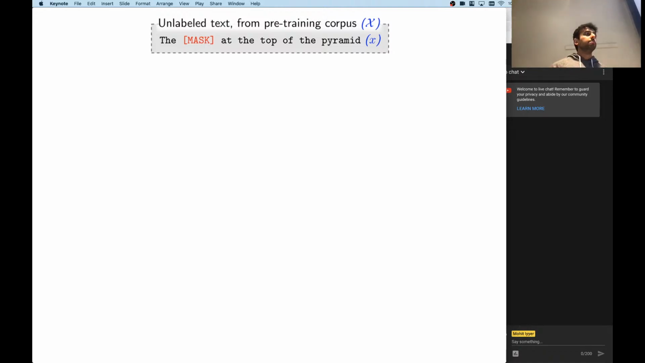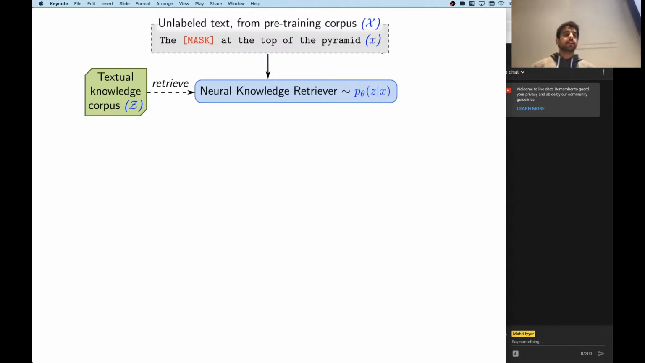But in REALM, which is the retrieval-augmented version of BERT, we have an intermediate step first. We take this sentence with the masked out token, and we use it to retrieve over a huge data store of documents. In this case, they were chunks, so small paragraphs from Wikipedia, basically. So we have what they call a textual knowledge corpus. You can imagine that this is just all paragraphs from Wikipedia for the sake of intuition.